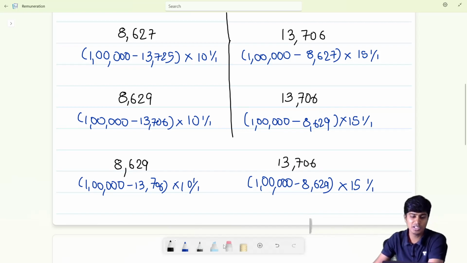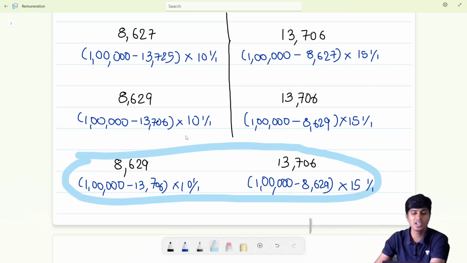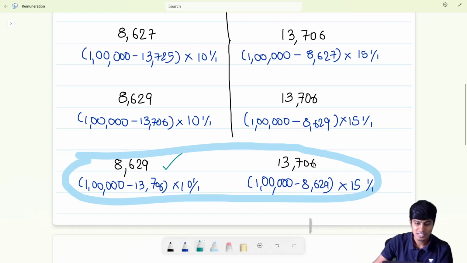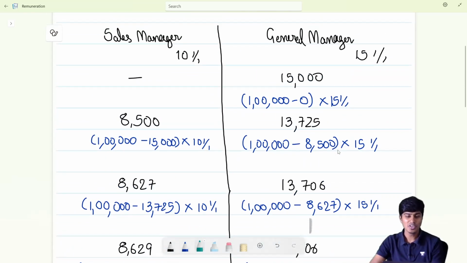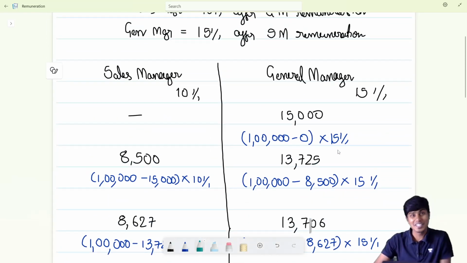If you have too much time in the day, you can go on doing this. If you do this, you would be ending up with the same answer of 13,706 and 8,629 every time you do it. So this is our correct answer. Let me give a tick mark. 13,706 is the remuneration of general manager and 8,629 is the remuneration of sales manager. I hope you guys got it this way.